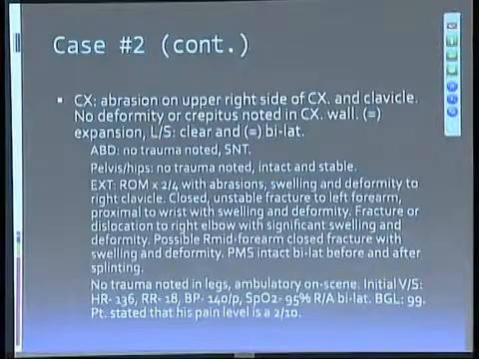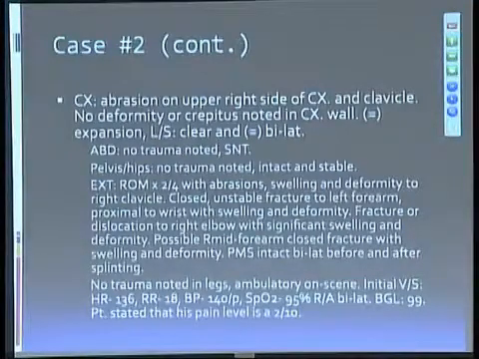Extremities: swelling and deformity to the right clavicle. Closed, unstable fracture to the left forearm. Proximal wrist with swelling, deformity, fracture, and dislocation of the right elbow with significant swelling. Possible right mid forearm closed fracture with swelling and deformity. No trauma noted in the legs, and he was ambulatory at the scene.